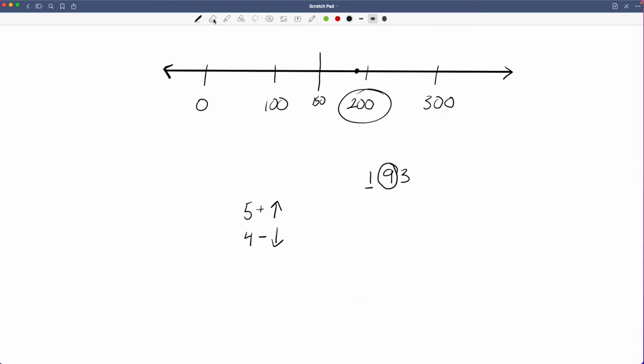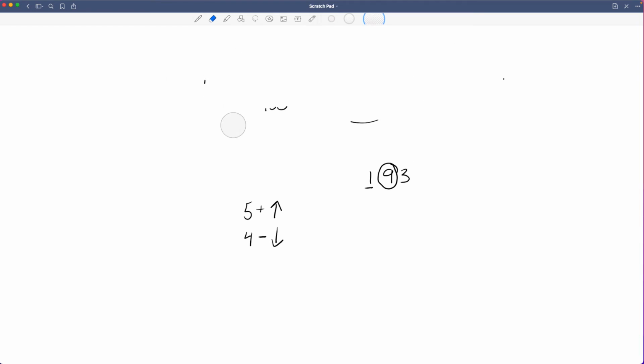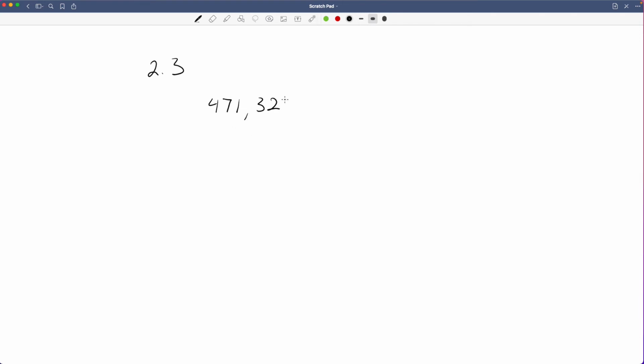All right, let's look at another number. Let me look at something a little bit more complicated. So here is example 2.3. And we are going to take this number and I need to round this number, for whatever reason, to the nearest 10,000.